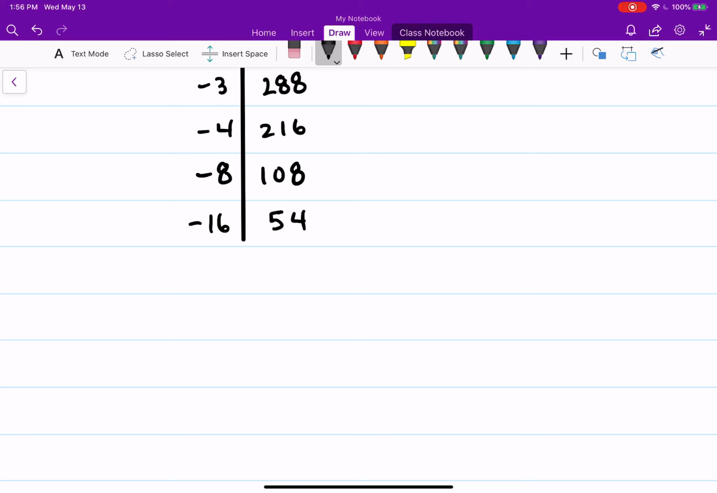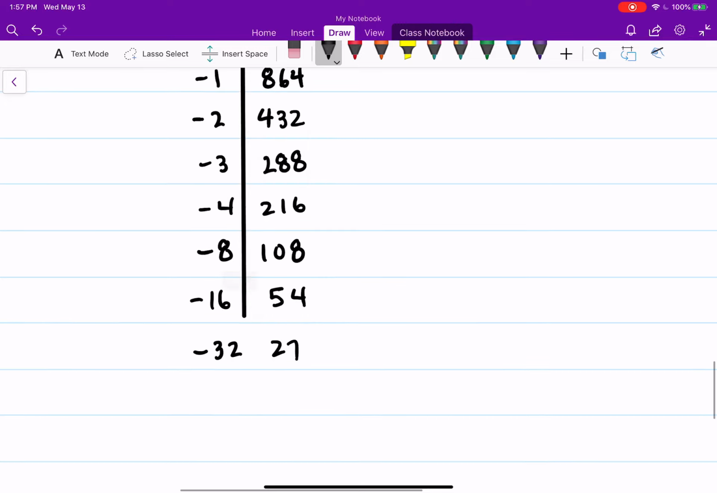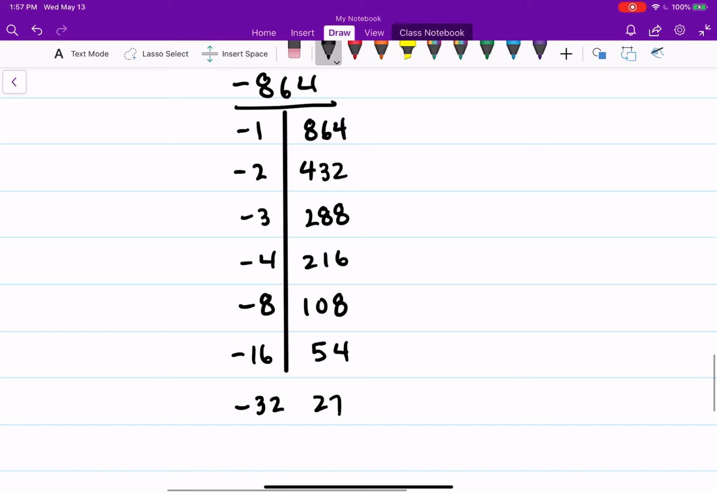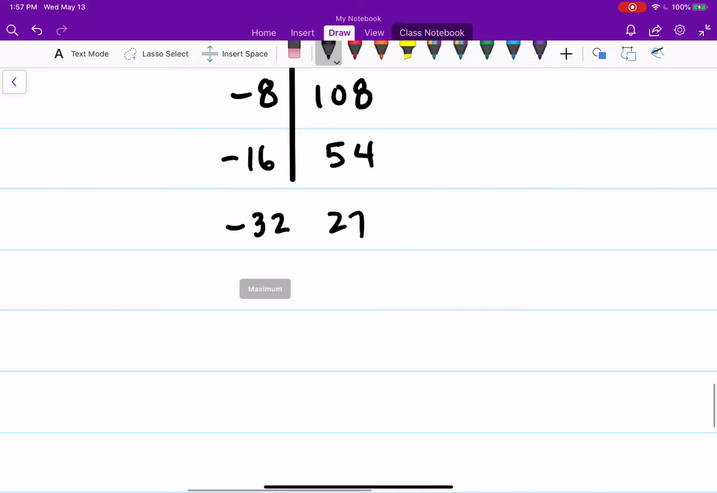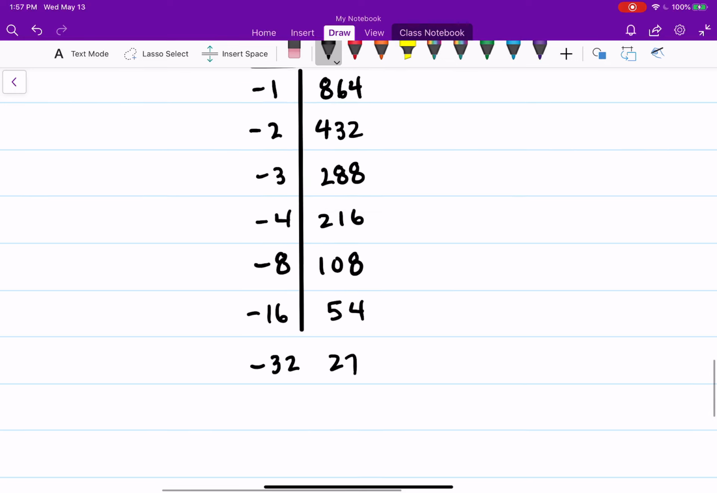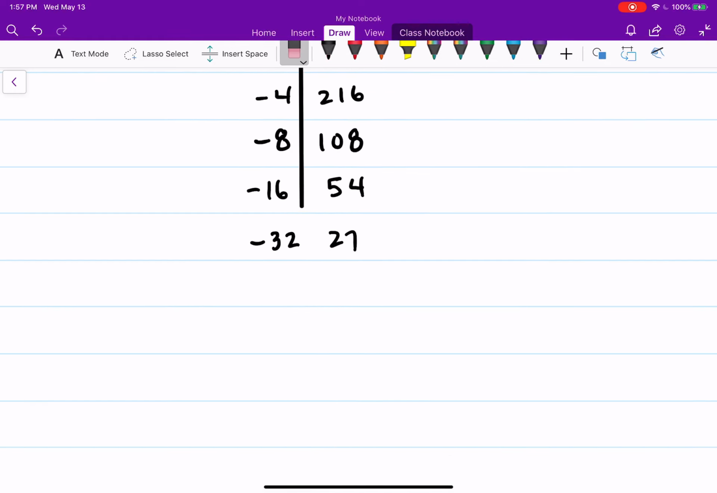Let's try 32. Uh-oh, I seem to have gotten it flip-flopped. Notice how the smaller numbers are on the left-hand side and the larger numbers on the right-hand side. Well, when I wrote this one, the smaller number is now on the right-hand side. So I should have written this: 27 times 32 gives you 864. So I could just flip this around and say it is negative 27 and positive 32.